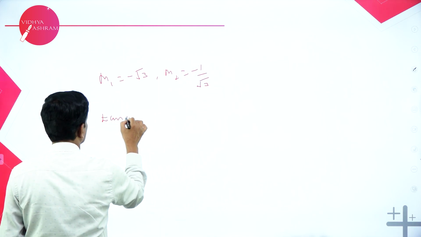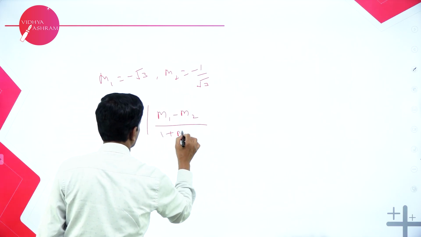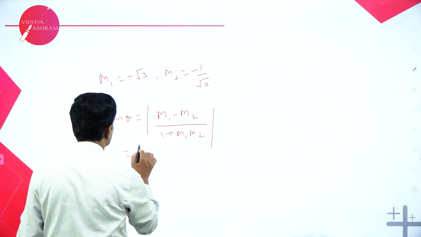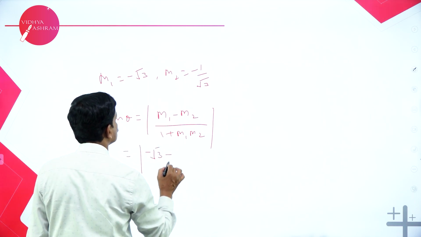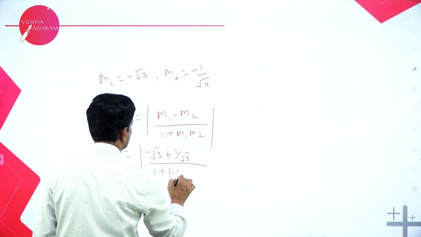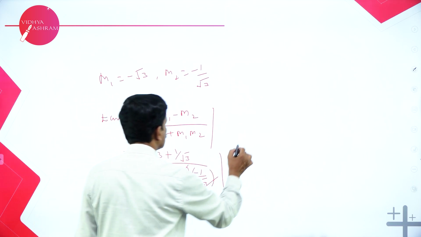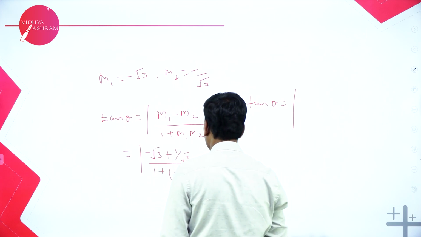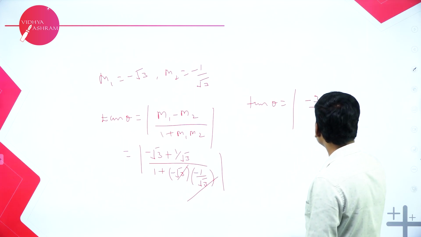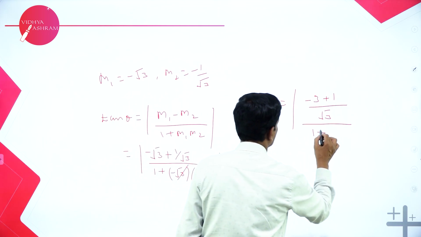The angle of intersection between them is given by tan theta is equal to mod of (m1 minus m2) divided by (1 plus m1 m2), or you can also take mod of (m2 minus m1) divided by (1 plus m1 m2). m1 is minus root 3, minus into minus plus 1 over root 3, divided by 1 plus m1, minus root 3, into m2, minus 1 by root 3. This root 3 and root 3 get cancelled. So we have tan theta is equal to mod of, just take the LCM, root 3 is the LCM, minus root 3 into root 3 is root 3 whole square is 3, plus 1, divided by, in the denominator, 1, this minus into minus, plus 1 plus 1.